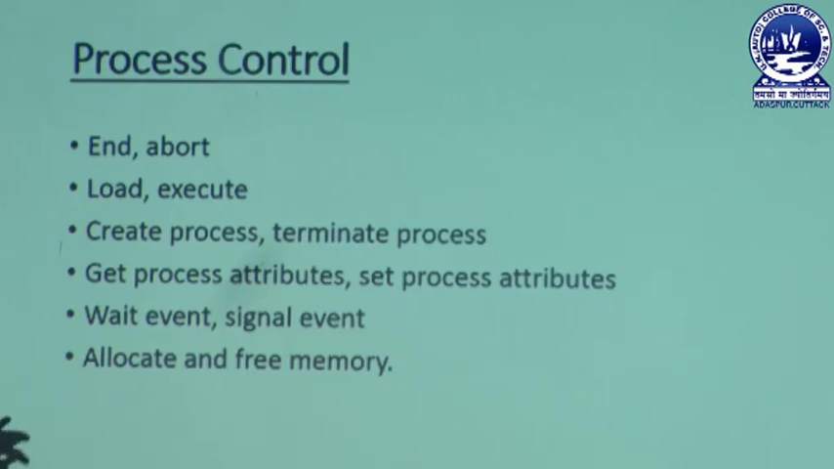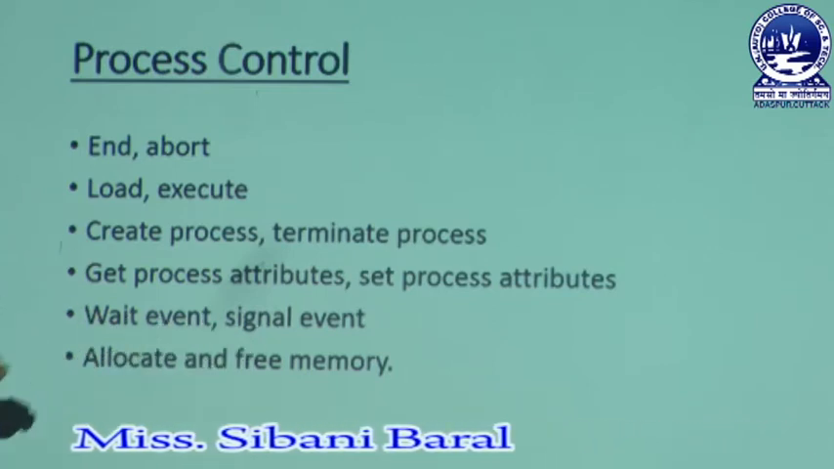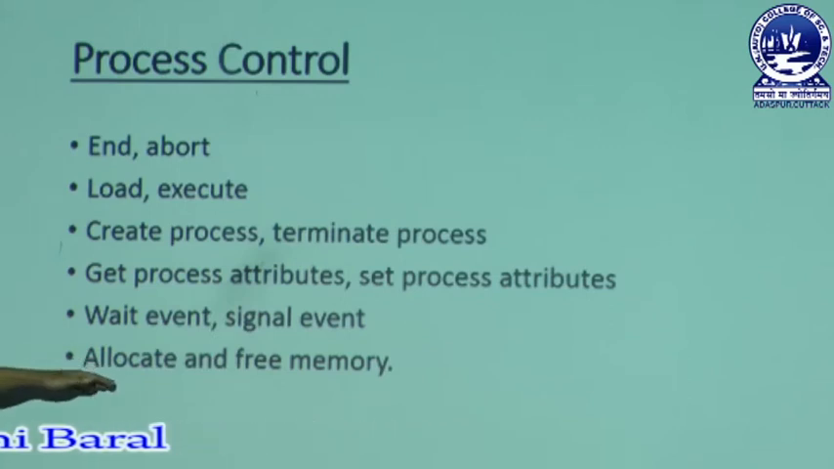To get process attributes and to set process attributes, we use get process attributes and set process attributes. Next is wait event. Wait event means that a process that is going to be running has to wait for some time or for some event. For that moment, a wait event system call is created. And signal event.